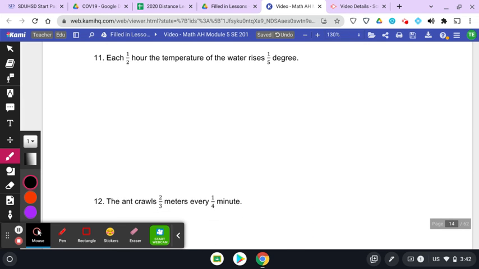Okay, you should pause and try some. You should try 11, 12, 13, 14, and all the way through 16. And then you should come back and check your answers is what you should do.